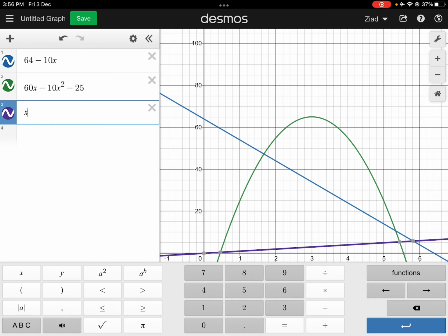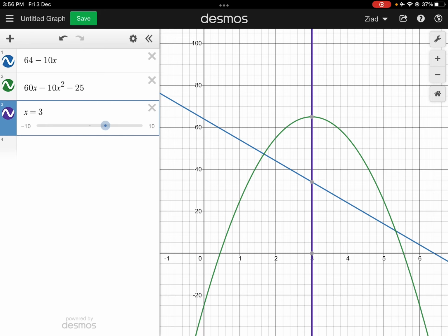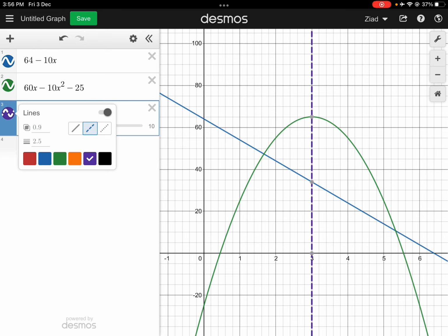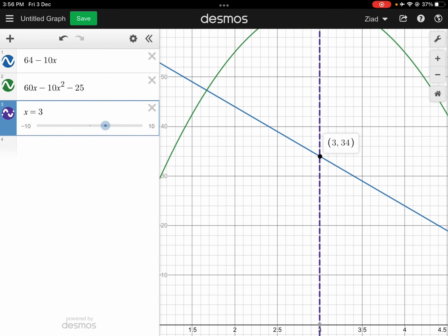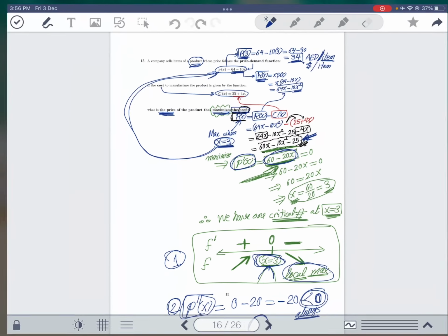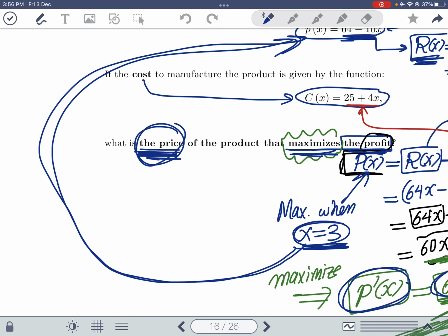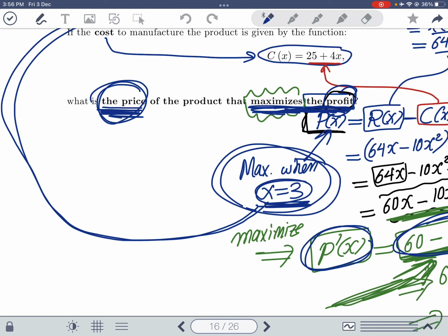So we can graph x equals 3 to make it easier to view, and then just make it dotted like this. And here, 3 makes the profit function maximum, and when you replace it in the price demand function, which is the blue, you will get that the price per item should be 34. That's the 34 that you see here. Because the question was, if you look back, they said find the price that maximizes the profit. So the profit function told you the thing that will maximize it is when x is 3. So what should the price be?